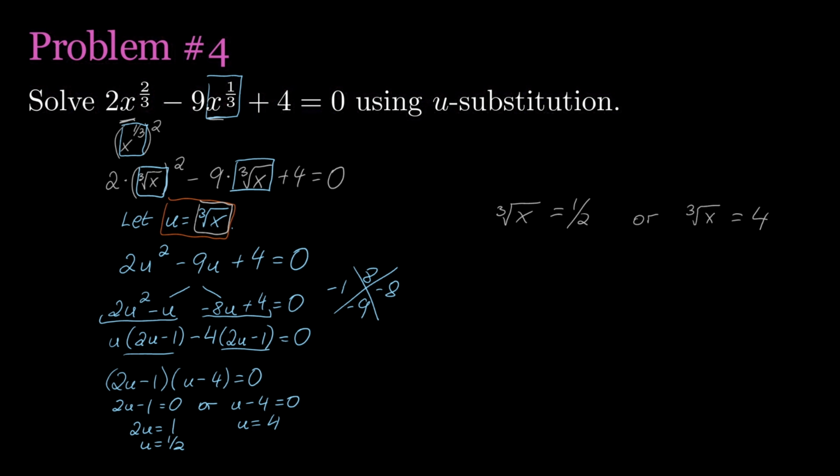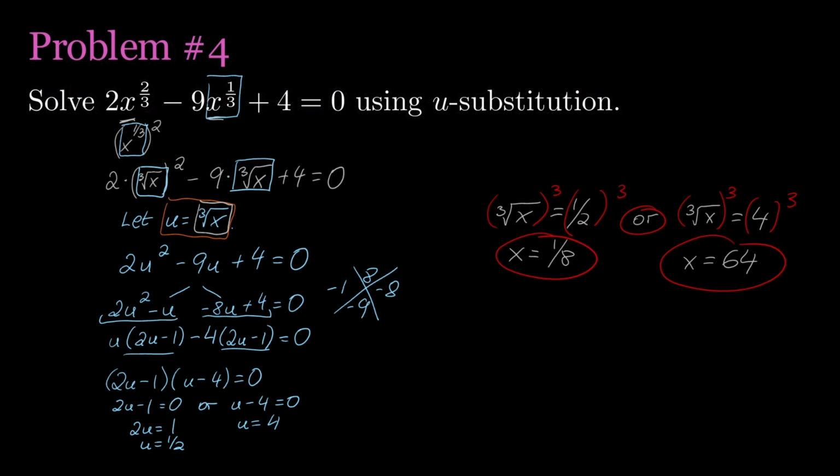And we just have to solve these equations for x. The cube root of x is already isolated in both of them, so it's enough to cube both sides in both of these equations. And then we get x equals 1/8, or x equals 64. It's always best to check those solutions in these radical equations to make sure that they work. The cube root of 1/8 is indeed 1/2, and the cube root of 64 is indeed 4. They do work. So those are our two solutions to the original equation. As always, I encourage you to plug them in and check, just to make sure.